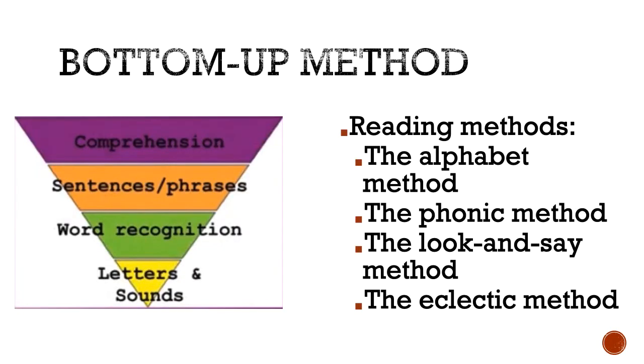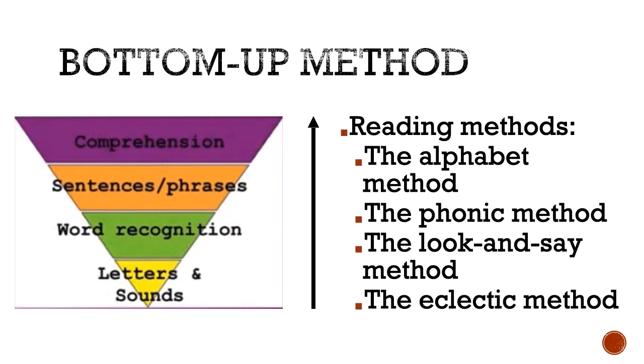This method is also known as the bottom-up method. As you can see from the triangle below, this theory starts at the bottom using letters and sounds. This is where children develop phonological awareness. Then learners will gain recognition of words, where they begin to recognize words, and then sentences and phrases, and finally they will gain comprehension, in which they will be able to understand the text.